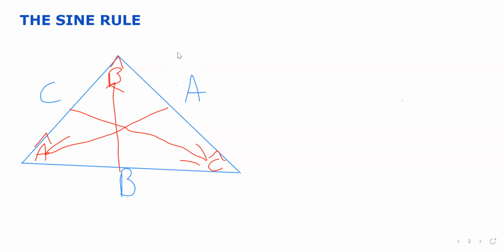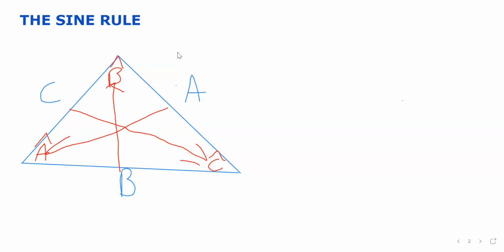Very simple. But this is what the sine rule is. The sine rule goes like this. The sine rule is basically just a lot of ratios of sides and angles. I call them pairs because it's easier for me to understand. Each pair is basically a side with its corresponding angle.